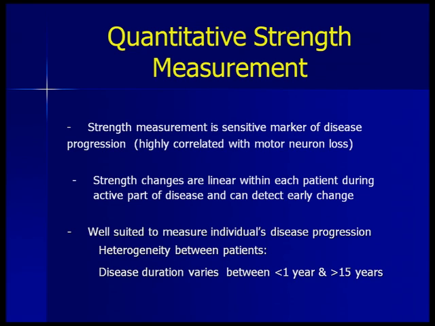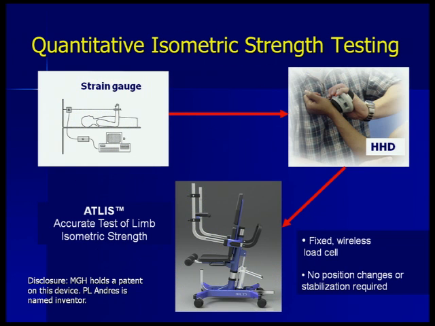However, we know that ALS is a very heterogeneous disease. Some patients survive only several months, while other patients survive 10, 15 years or more. So it's very important to look at the individual patients. There are certain ways that we have used in the past to look at quantitative strength testing in ALS.